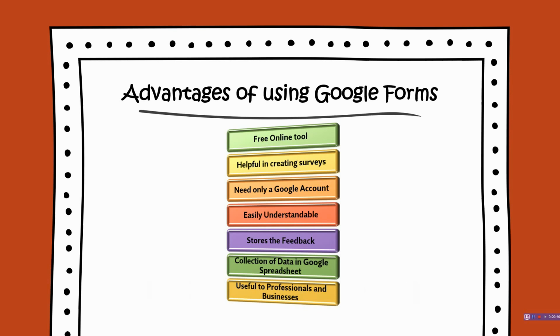Next one is useful to professionals and businesses. See, Google Forms can be used in any professional setting and business to enhance the performance and sales, and it also helps in decision making. And the last one is easy to prepare unlimited questions and answers. With this tool, you can get unlimited questions and answers at no cost, while other survey tools require a payment depending on the number of questions and recipients. So, you can create an innumerable amount of questions and answers.